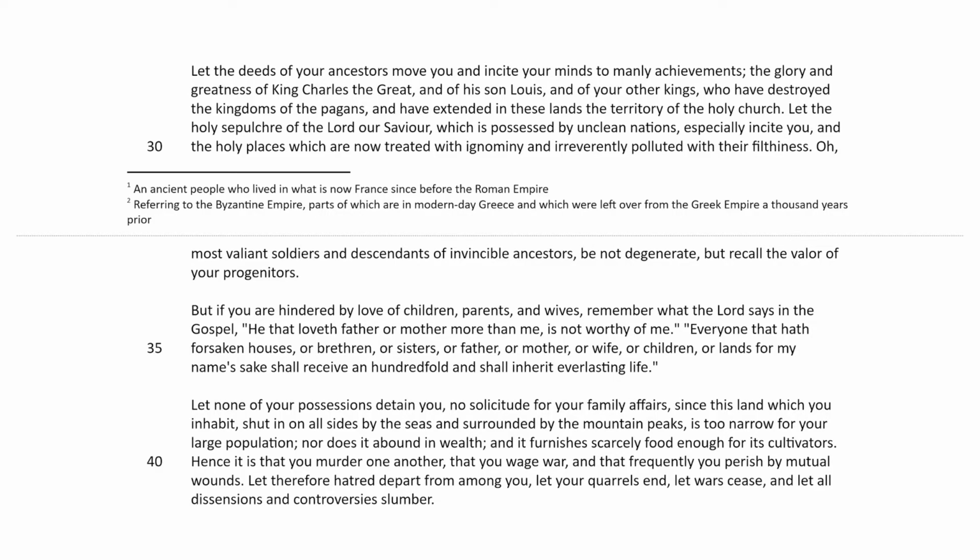So Urban II's diction really stays the same throughout the whole passage. Let's just read a little bit from the middle here. "Let the deeds of your ancestors move you and incite your minds to manly achievements. The glory and greatness of King Charles the Great and of his son Louis and of your other kings who have destroyed the kingdoms of the pagans and have extended in these lands the territory of the Holy Church."